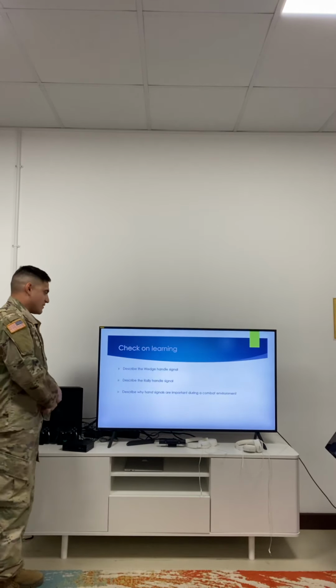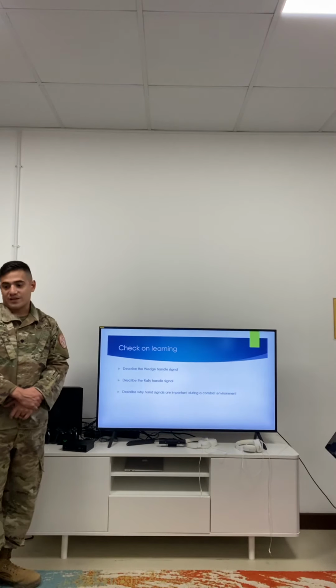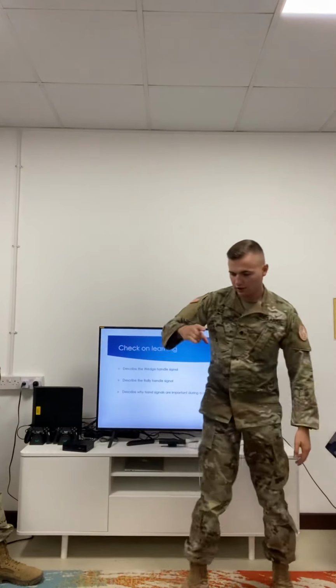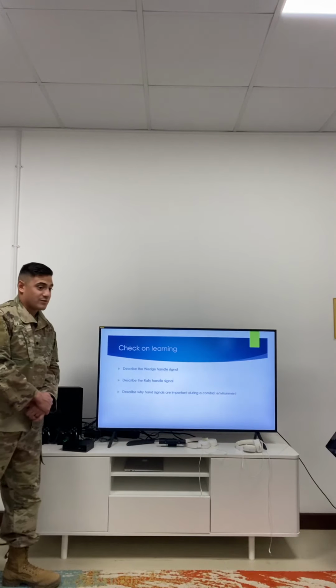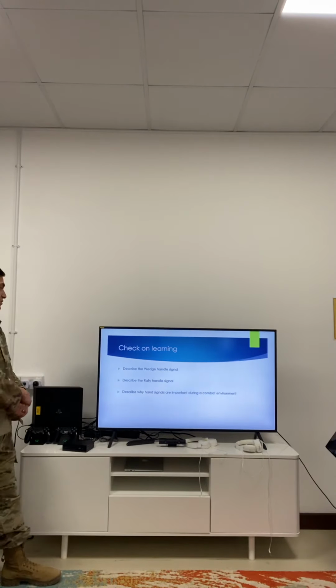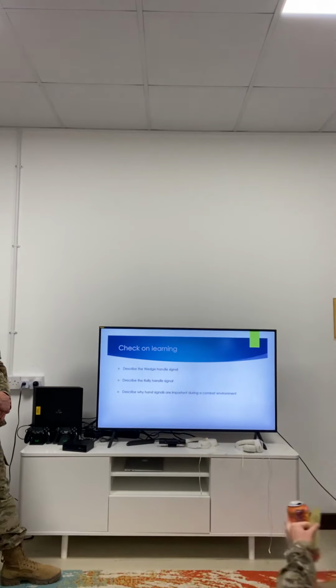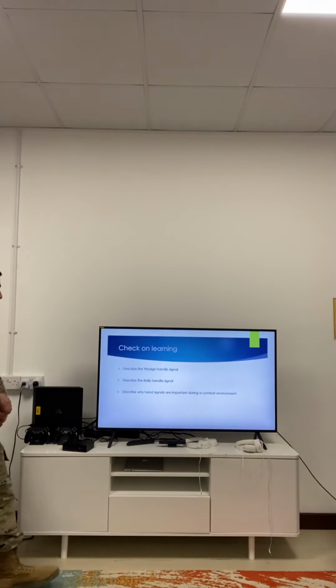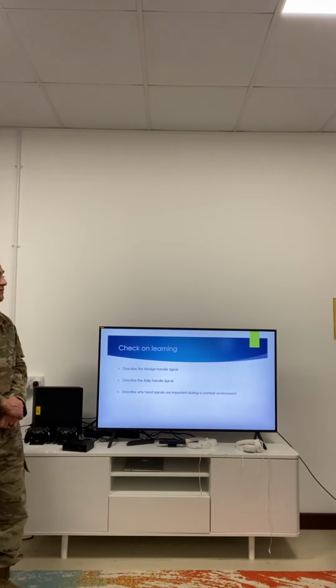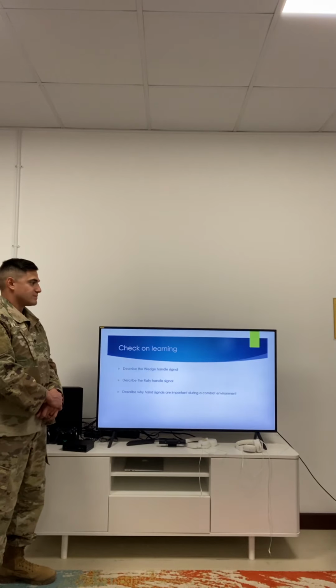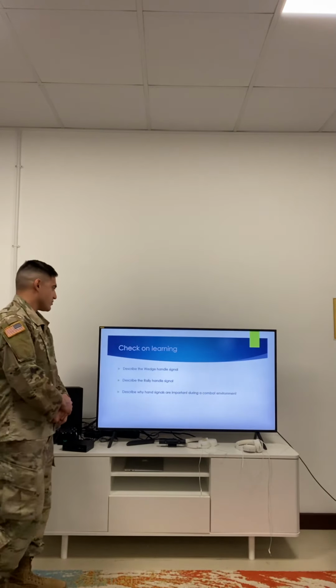Alright, check on learning. Sergeant Vance, would you mind stepping up to the front of the class to show us the wedge formation? Wedge formation should look like this. Excellent, good job. Sergeant Brian, would you mind stepping up to the front of the class to show us the rally hand signal? Excellent. And Sergeant Gia, could you describe why these hand signals are important in a combat environment? We want to be able to keep that element of surprise when there's an enemy close by. Excellent. That is 100% true.